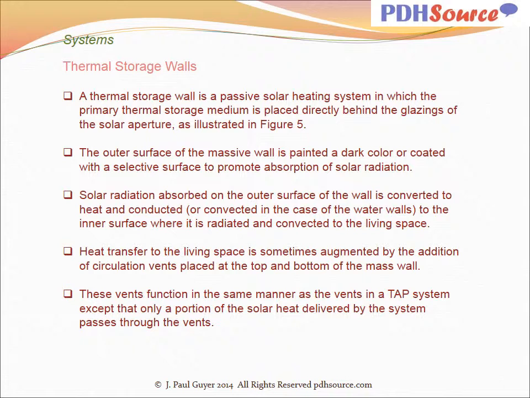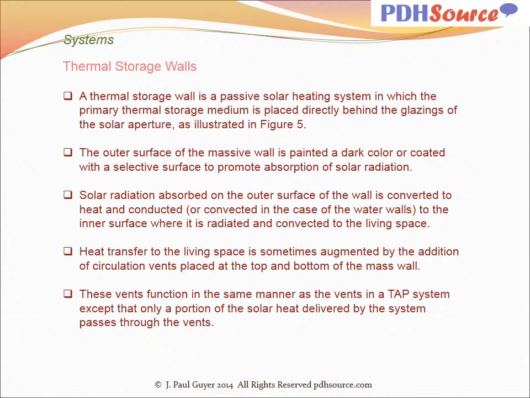The outer surface of the massive wall is painted a dark color or coated with a selective surface to promote absorption of solar radiation. Solar radiation absorbed on the outer surface of the wall is converted to heat and conducted, or convected in the case of the water walls, to the inner surface, where it is radiated and convected to the living space. Heat transfer to the living space is sometimes augmented by the addition of circulation vents placed at the top and bottom of the mass wall.